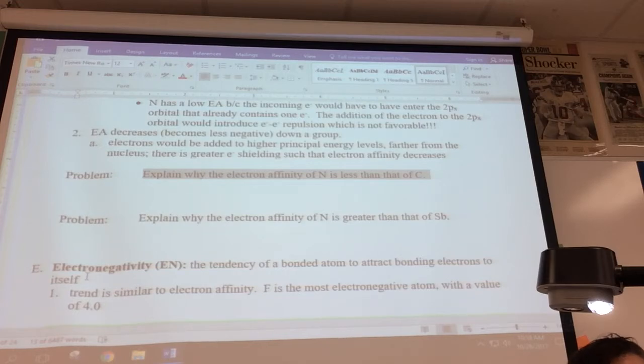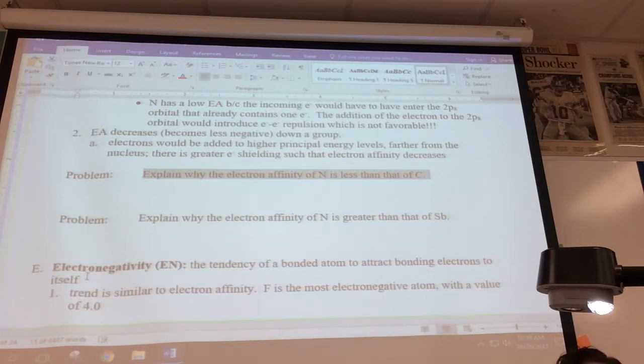This one's very easy. The second one's an honors level. Explain why the electron affinity of nitrogen is greater than that of antimony. Go ahead. Antimony. It's more of their atomic radius, which increases the electron shielding and electron-electron repulsion. No electron repulsion, I wouldn't go there. No, just the electron shielding. Yeah, but also answer the question that's asked. Why is nitrogen's electron affinity greater?